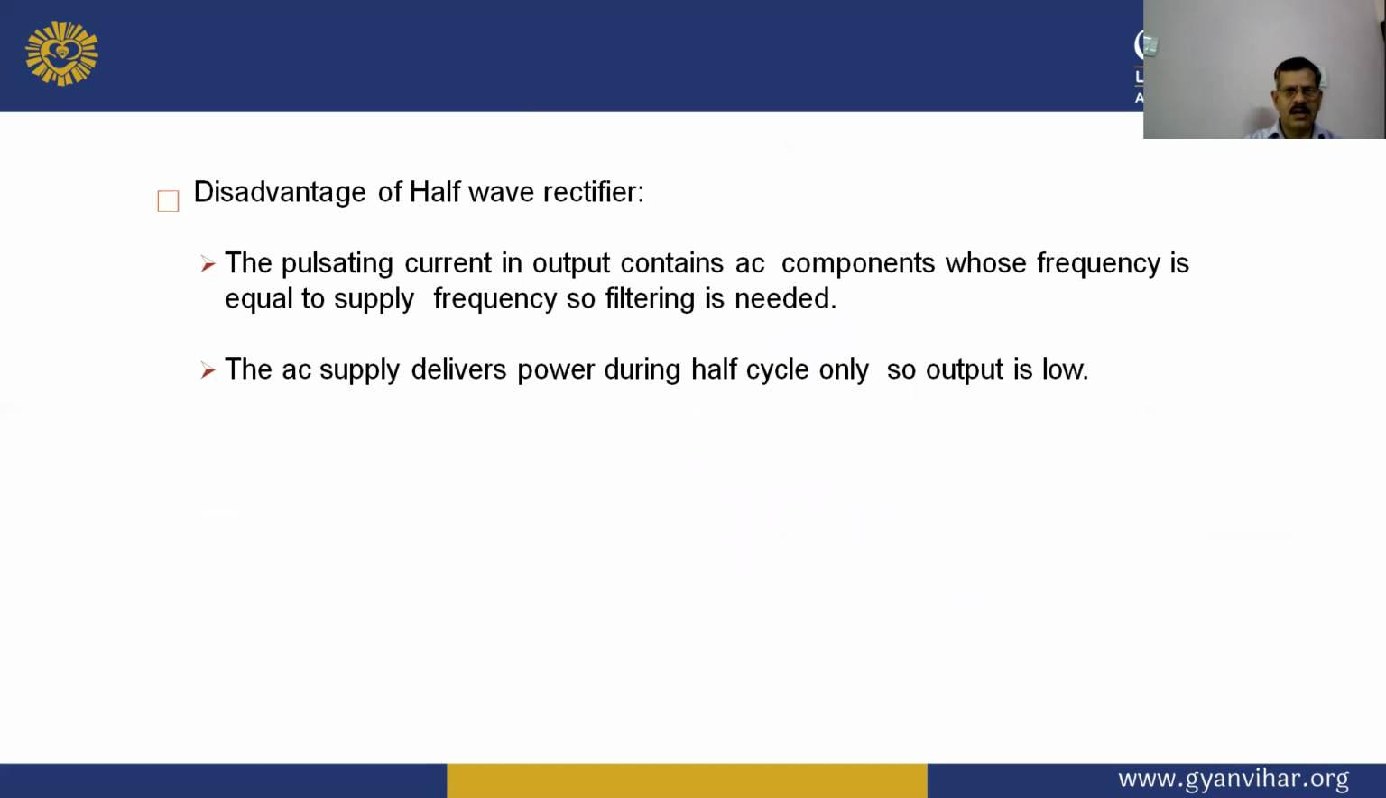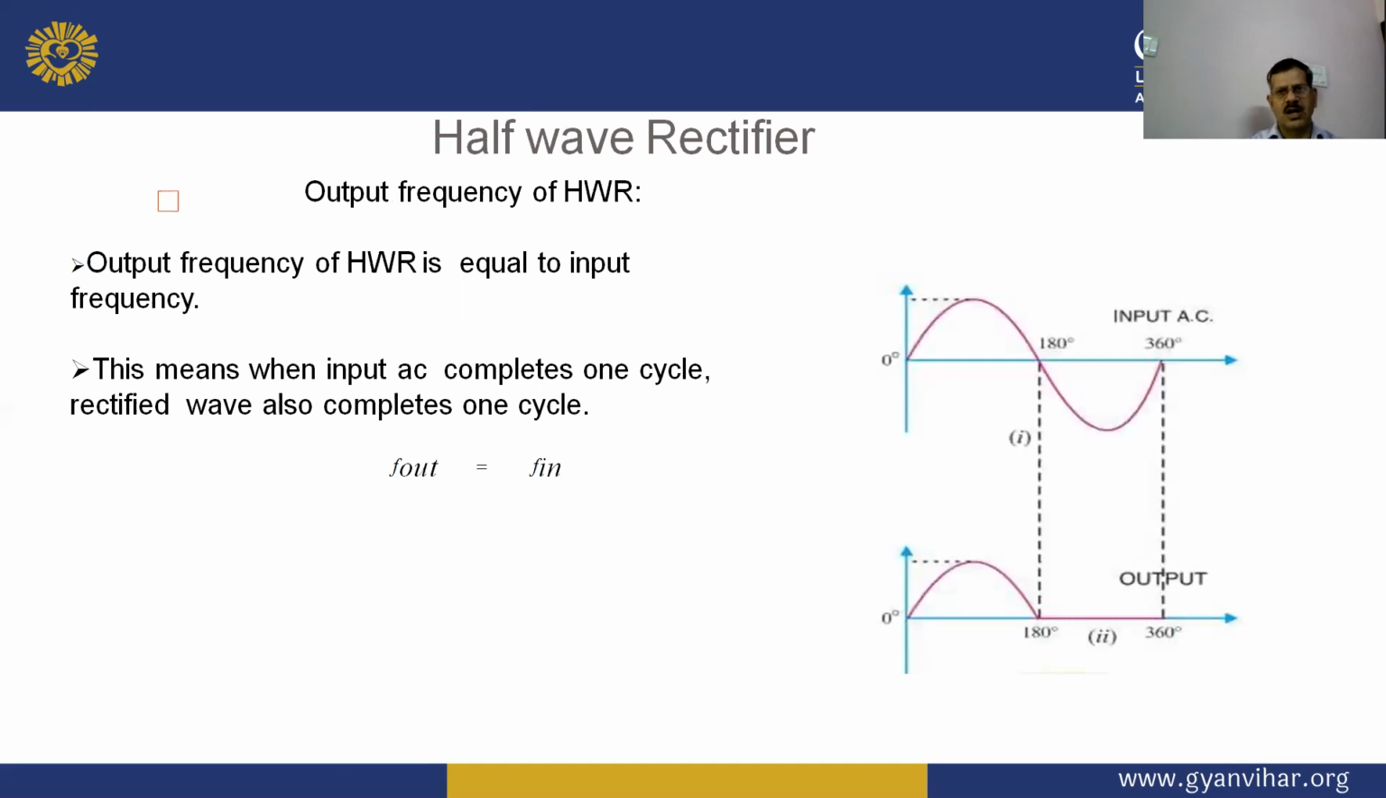And what is the disadvantage of half wave rectifiers? The pulsating current in the output contains an AC component whose frequency is equal to the supply frequency, so filtering is needed in this half wave rectifier. The AC supply delivers power during the half cycle only, so the output is low. So these are the disadvantages of half wave rectifiers.